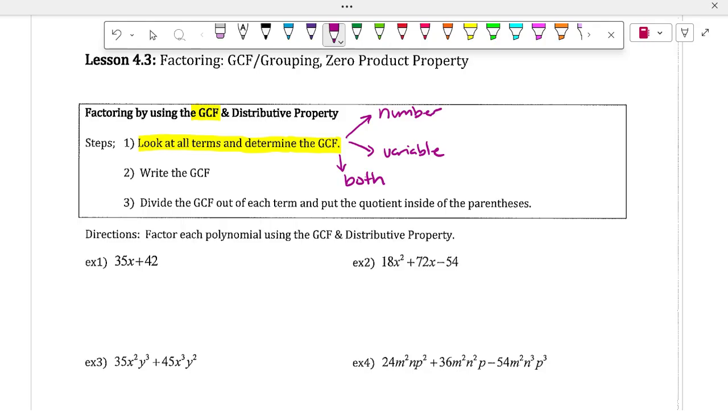All right, so make sure, because a lot of times I think most of the ones that y'all have dealt with is number GCFs, but you can in fact have variable GCFs. All right. So then you write out the GCF, that's one of your factors. You divide the GCF out of each term, put the quotient inside the parentheses. Should be fairly familiar with that.